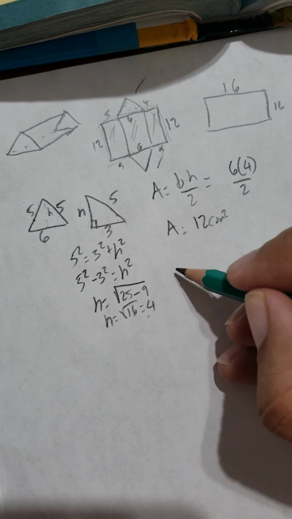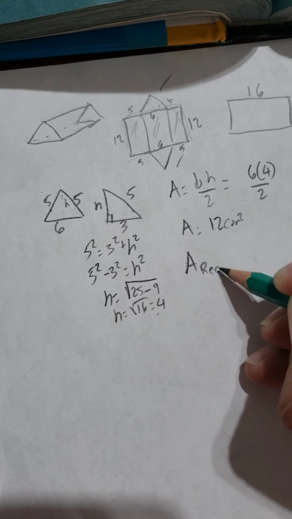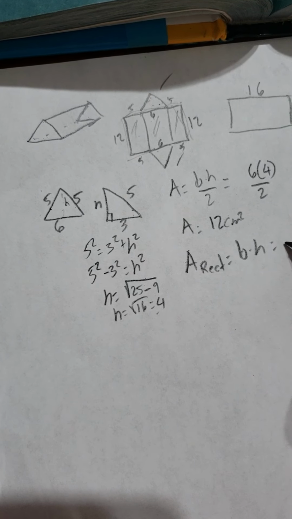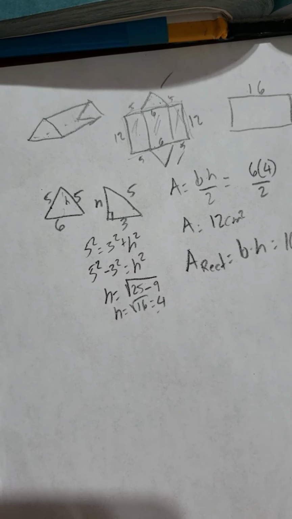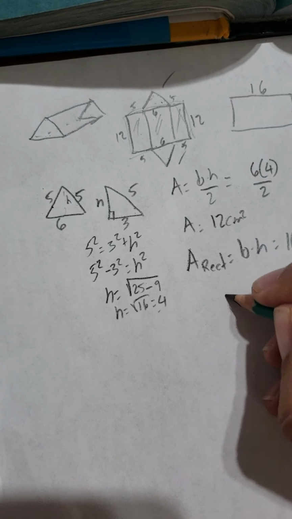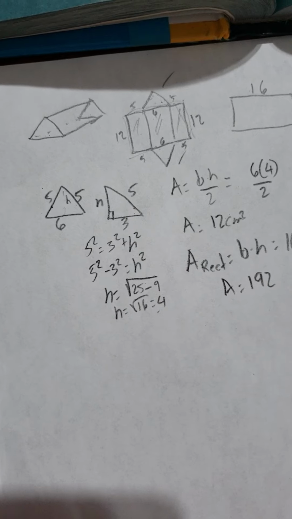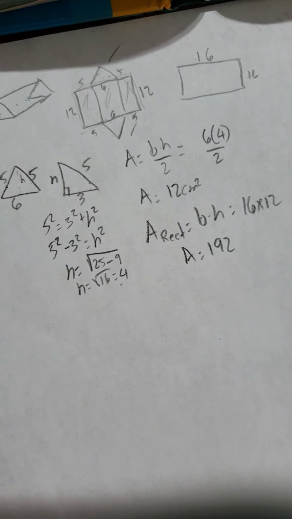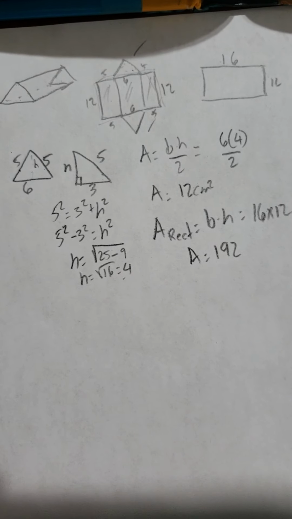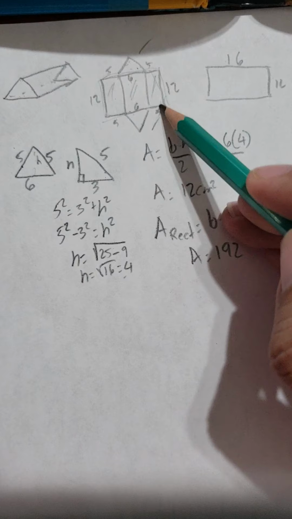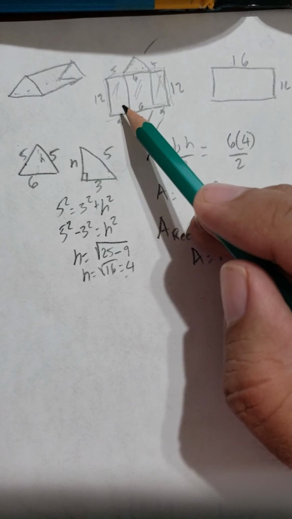Now remember, the area of the rectangle will be base times height. And we'll say 16 times 12. The result will be 192. Now this is the, sorry, I didn't focus, 16 times 12. Now this is the area of the rectangle. This rectangle is the lateral area. This is the lateral area of the prism.